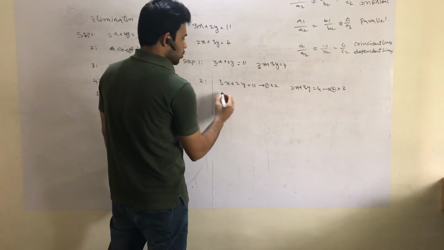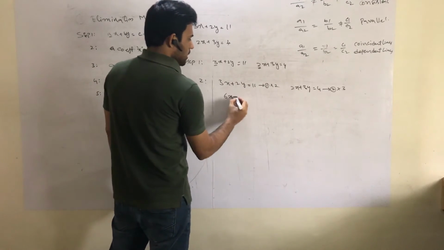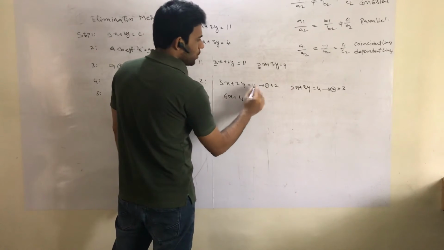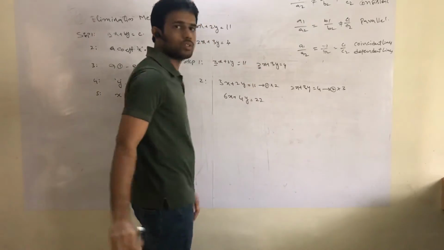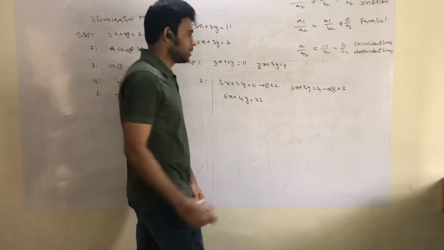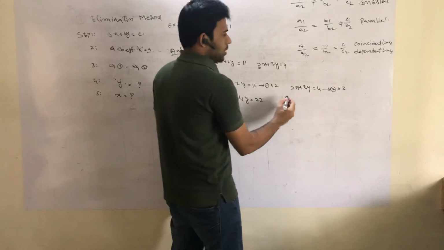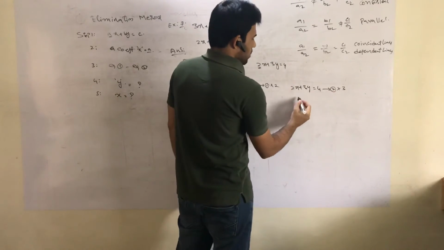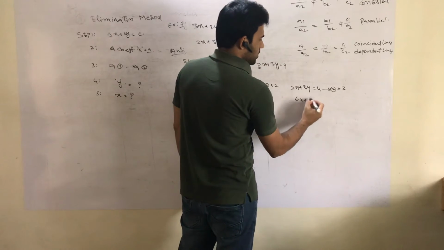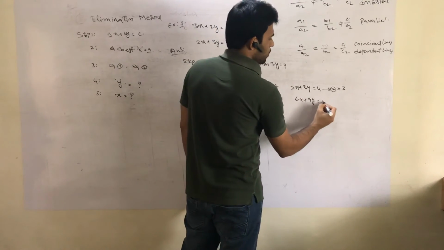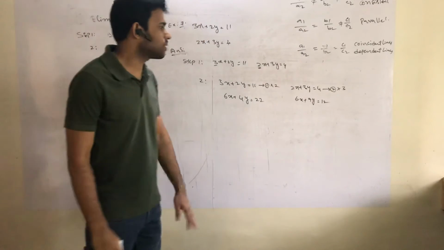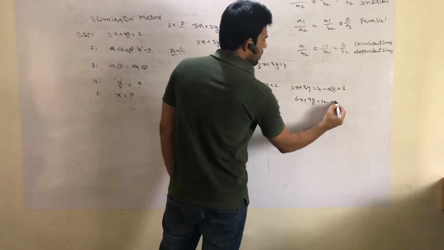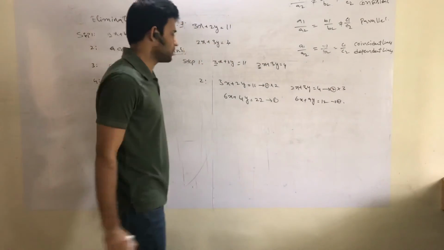So now, 3x plus 2y equal to 11, multiply this with 2. So this equation becomes 6x plus 2 into 2, 4y, equal to 11 into 2, which is 22. So this is equation 1. And then look at this: 6x plus 9y equal to 12. I am multiplying this with 3. So this is equation 1 and this is equation 2.